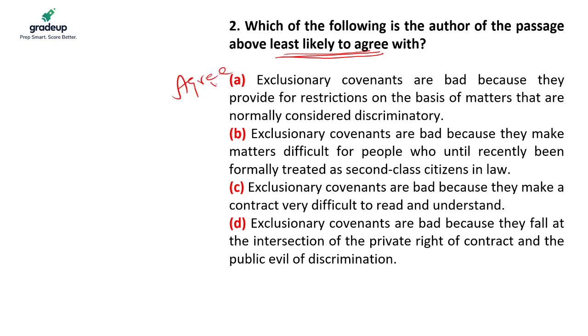Least likely to agree, disagree is what we are looking for. Exclusionary covenants are bad because they make matters difficult for people who until recently have been formally treated as second-class citizens in law. Now this also he will agree. Exclusionary covenants are bad because they make a contract very difficult to read and understand. Okay.